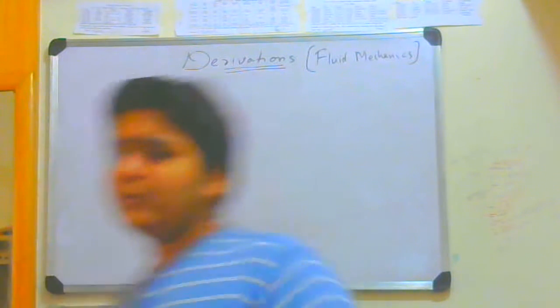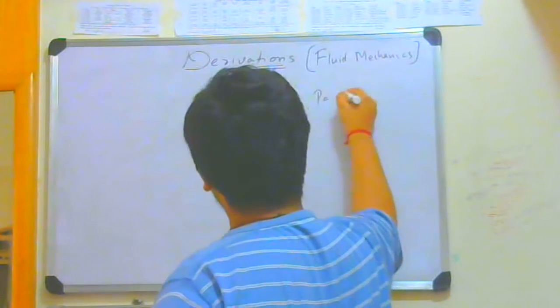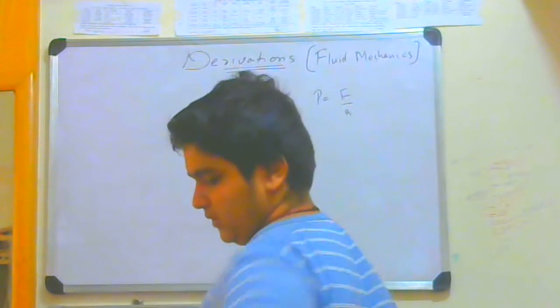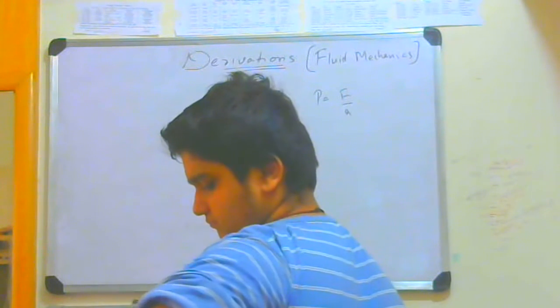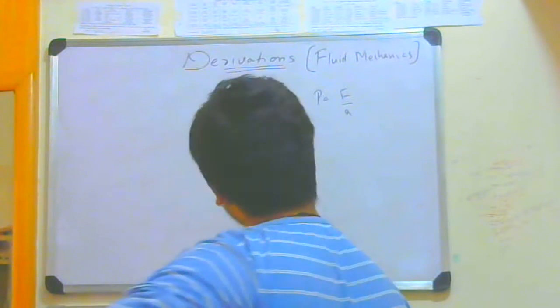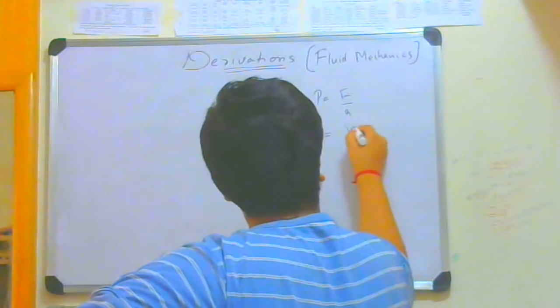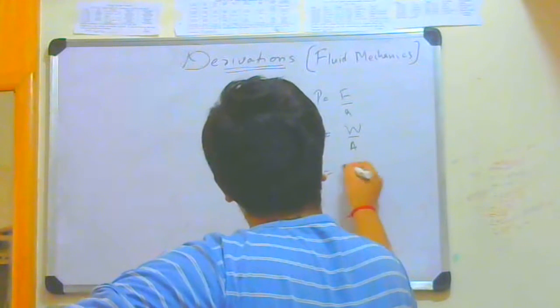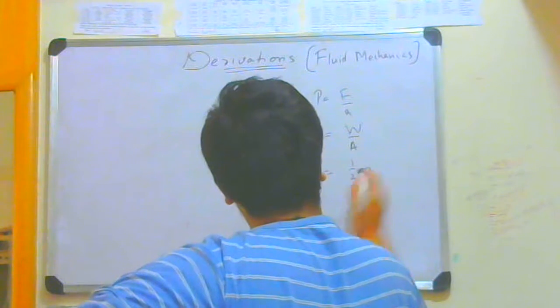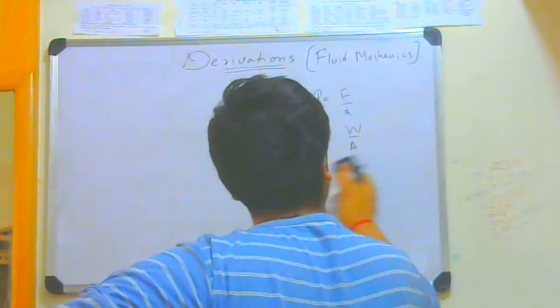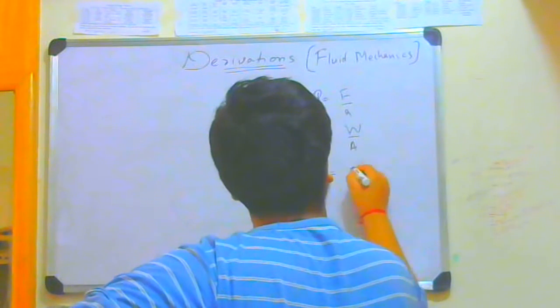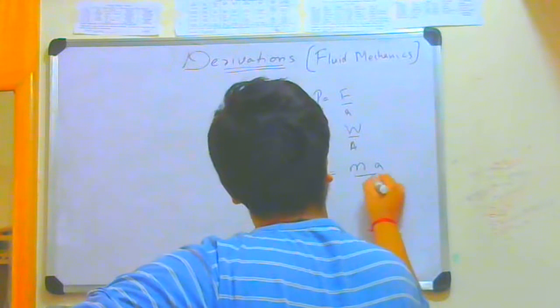क्या होता है pressure due to liquid column? We know that pressure equals force upon area. ठीक है? And what is force? Force को आपको mass into acceleration. ठीक है? So mass into acceleration upon area.